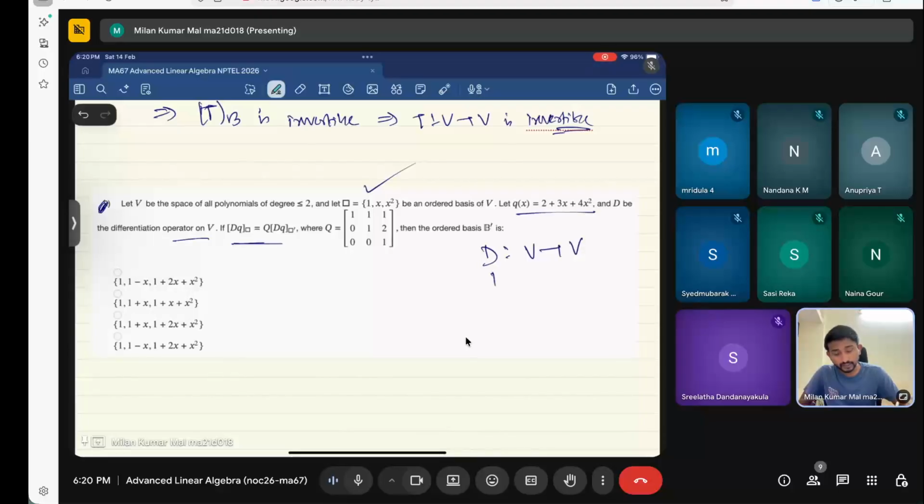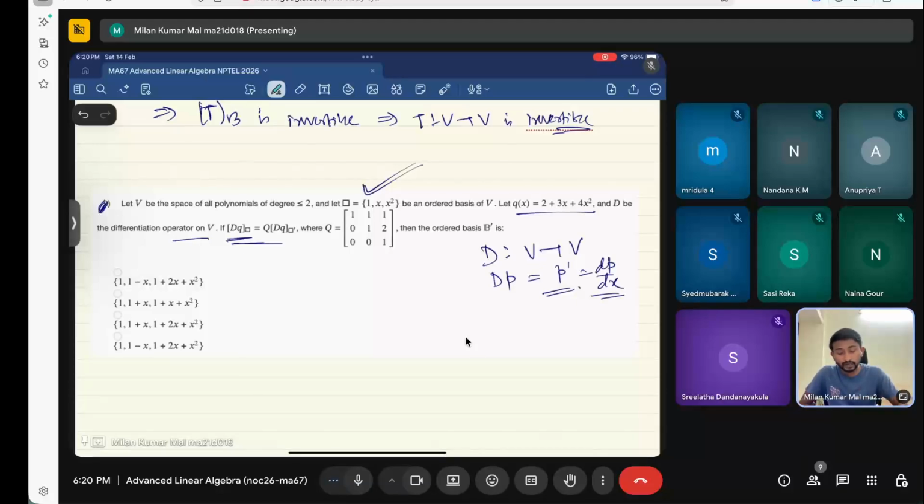Okay, that means D maps p to p dash. This is what it is. p dash is the derivative with respect to x, so that is dp/dx. Now this is what it means: [D p] with a box means the matrix representation of Dp, or the coordinate vector of Dp, with respect to this ordered basis.